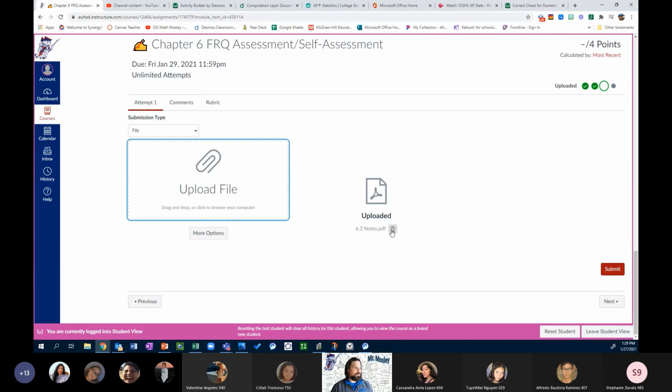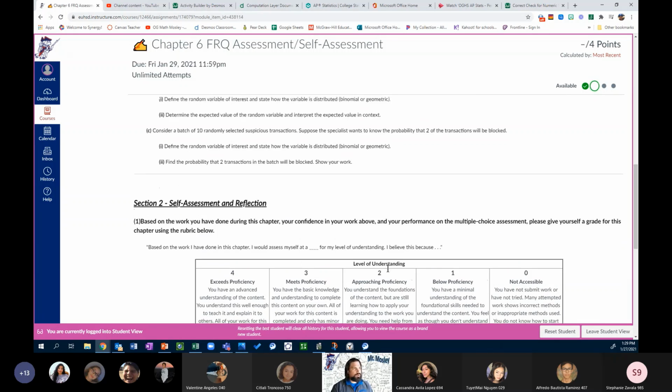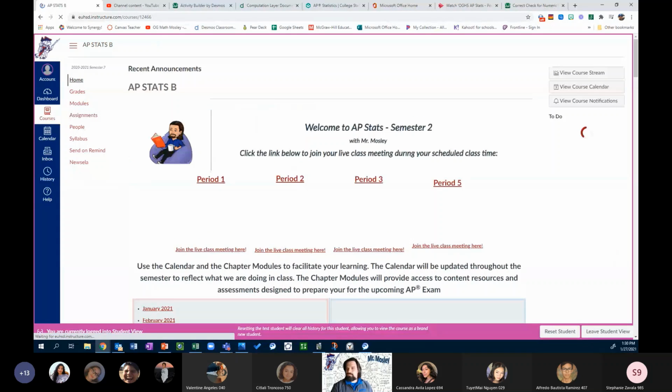And there's some examples. All right, is there anything I can clarify about the expectation for the self-assessment and free response questions? Stupendous.